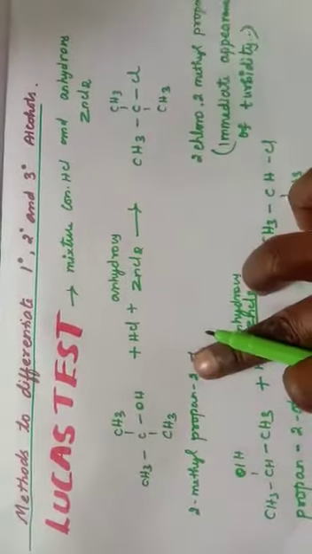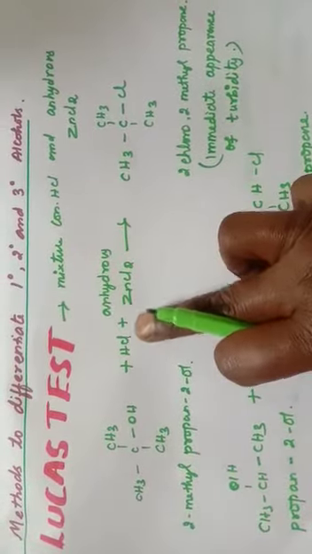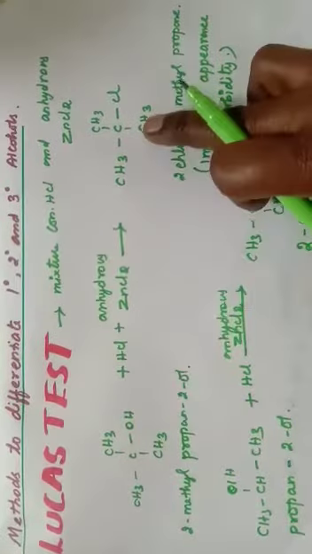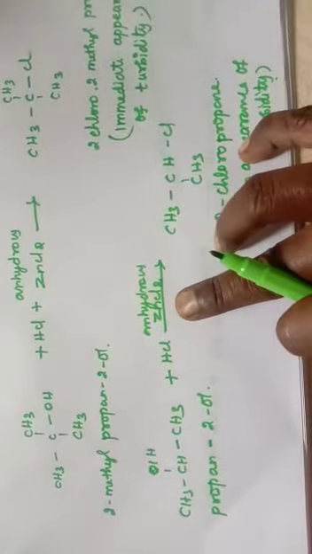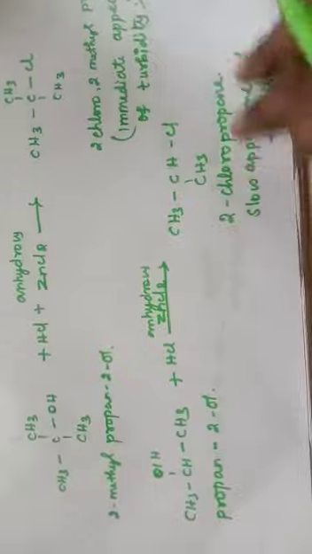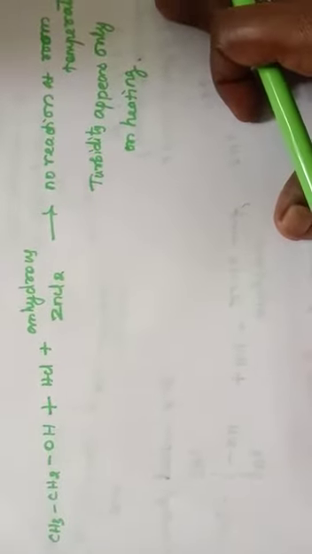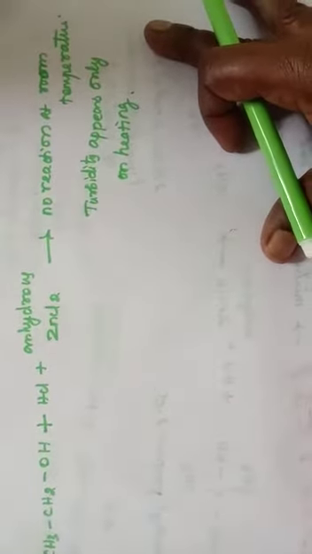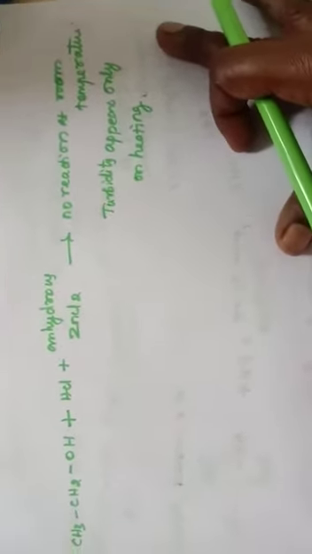I repeat once again. When tertiary alcohol is treated with this Lucas reagent, that is concentrated HCl and anhydrous zinc chloride, turbidity takes place immediately. When secondary alcohol is reacted with this Lucas reagent, the reaction takes place within 10 minutes, so there is slow appearance of turbidity. When primary alcohol is treated with this mixture, there is no reaction at room temperature, only on heating. Thank you.